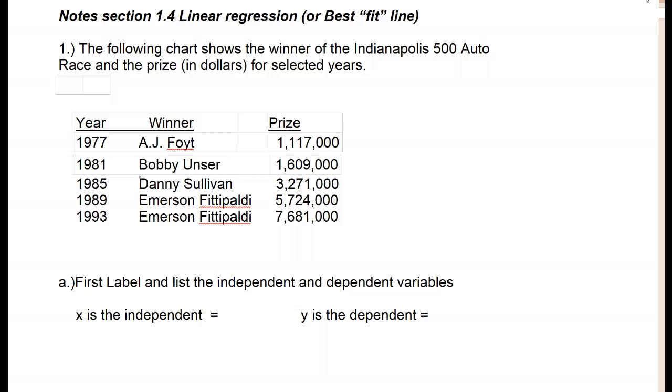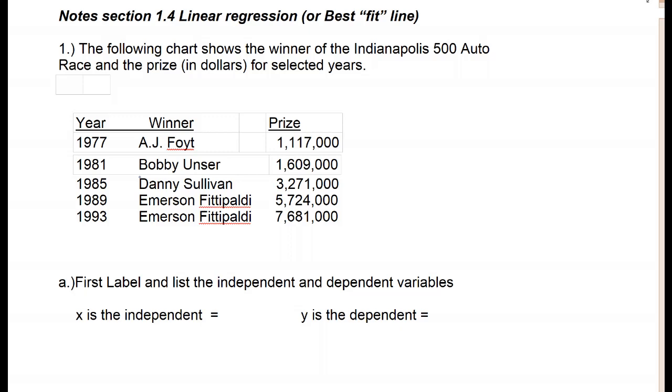It's all done on the calculator, so I'm going to run through the first example all on the graphing calculator. All using our TI-83 or TI-84, you should have a similar process. My first example here is the year, the winner, and the prize money for the people who won the Indianapolis 500 auto race. In 1977, the prize money was $1,117,000, and so on, up till '93, which is the last piece of information I have, $7,681,000. Based on that, I'm going to find the best fit line.